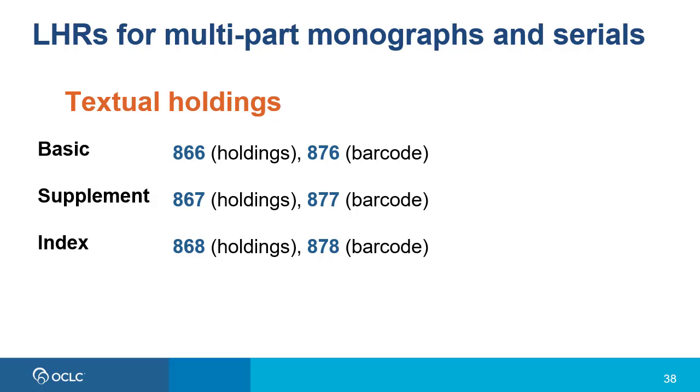For textual holdings, if you're using them alternatively, you would be recording the holdings in 866, 867, and 868. The basic bibliographic unit would use 866 with an 876 for the barcode. Supplementary material uses 867 for holdings and an 877 for a barcode. And indexes, you would use 868 with 878 for a barcode.